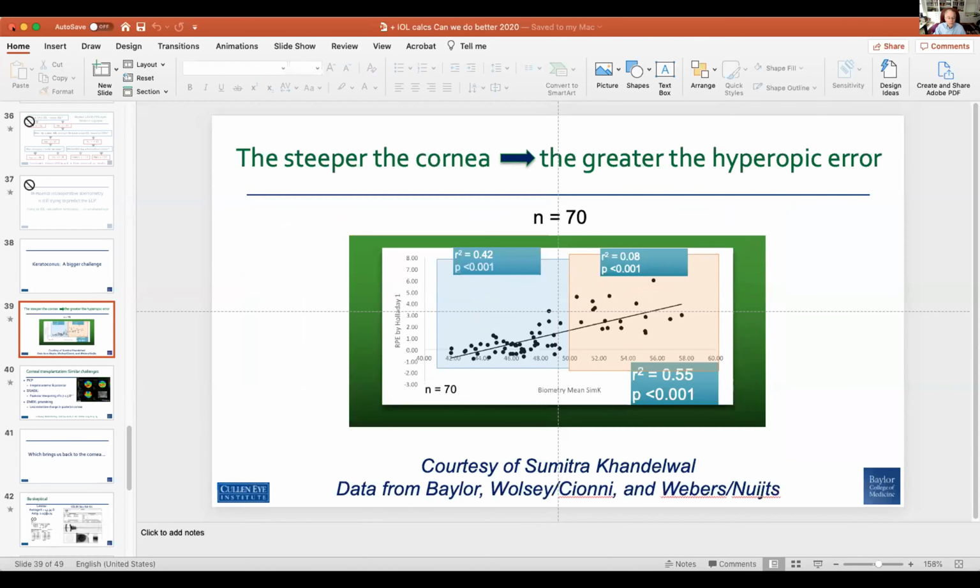So, do you use SimK on keratoconus, or what is your best approach? I like to use SimK, yes. So you get an average over the cornea that way, yeah.